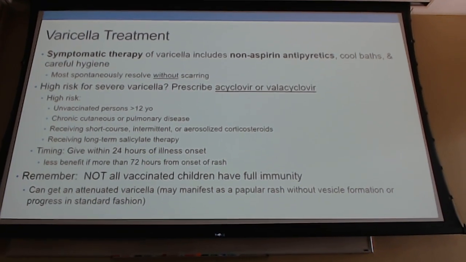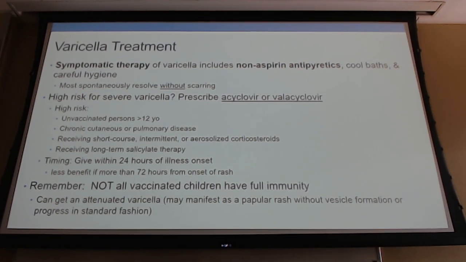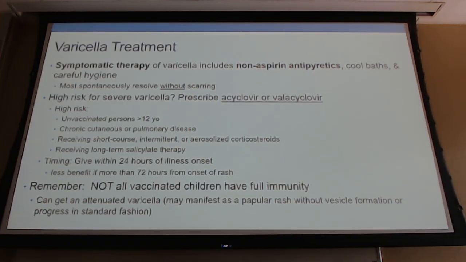So if you know they have chickenpox, we're going to use a non-aspirin antipyretic: acetaminophen or ibuprofen. What's your dose of acetaminophen? 10 to 15. What's your dose of ibuprofen? 5 to 10. Good. It's a superficial infection, so most of the time they're not going to scar. That's always one of the questions that parents will have about chickenpox. Not going to scar. And then the severe ones will get an antiviral.